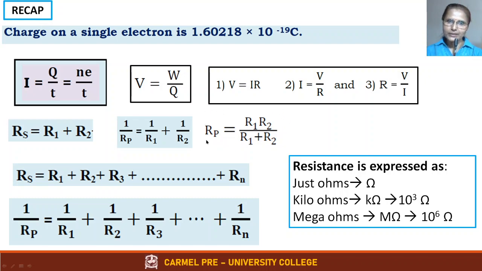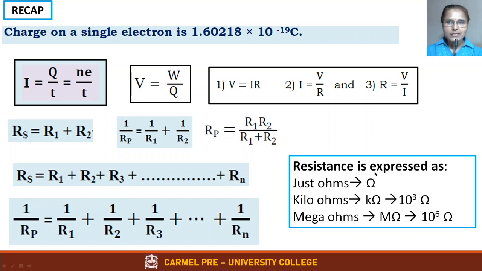It is better you learn it by heart. This is for two resistors in parallel, and this is for resistors in series. Series is not a problem. If there are n number of resistors in series, all you have to do is add them. If there are n number of resistors in parallel, all you have to do is add the reciprocals of them. Then you will get the answer also in reciprocal, so for getting Rp you again have to take the reciprocal. That you should remember.